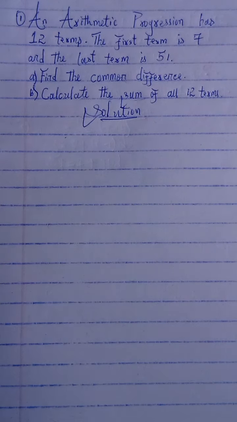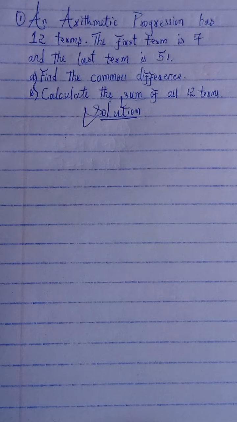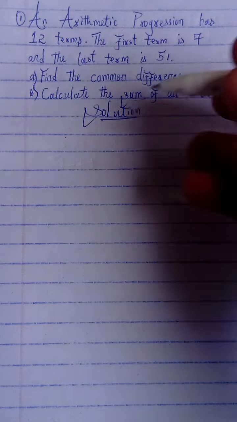Looking at the question, it says an arithmetic progression has 12 terms, so the number of terms is definite. It now says the first term is 7 and the last term is 51. The first question says we should find the common difference, and the second says we should find the sum of all 12 terms. So how do we go about it?